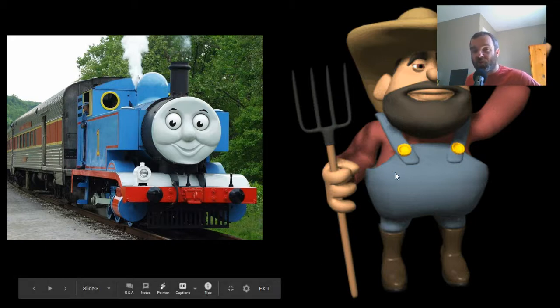Now, I have my favorite train on the left. This is Thomas, and he represents the fact that a big part of expansion is railroads. And we'll talk about that, and we'll also mention how farming plays a significant role in that as well. So hopefully these images just lighten the mood a little bit.